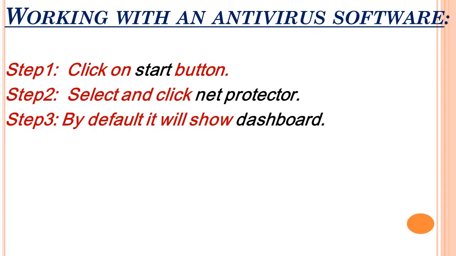Okay. Step 3, by default it will show the dashboard. After selecting the Net Protector, in the first window only you will get the dashboard. Dashboard is nothing but the main board. In that you will get when the antivirus software is updated, how many antivirus were blocked in that system, what is the last seen of the antivirus, everything will be displayed in that dashboard.